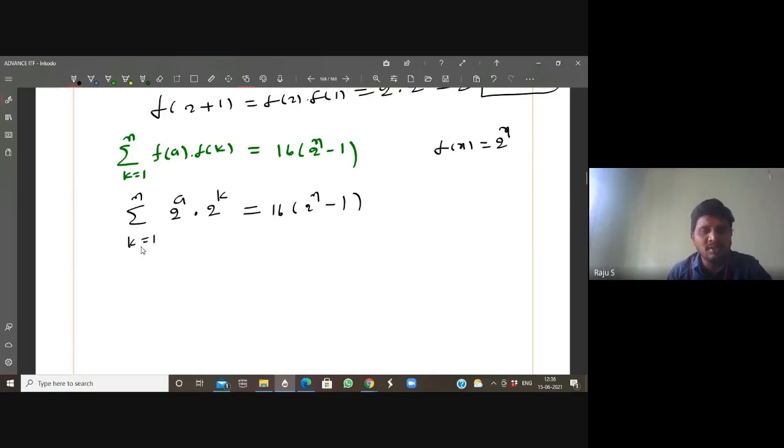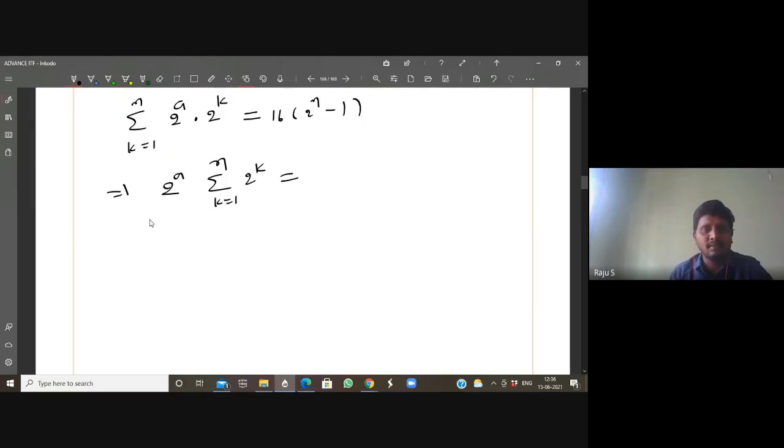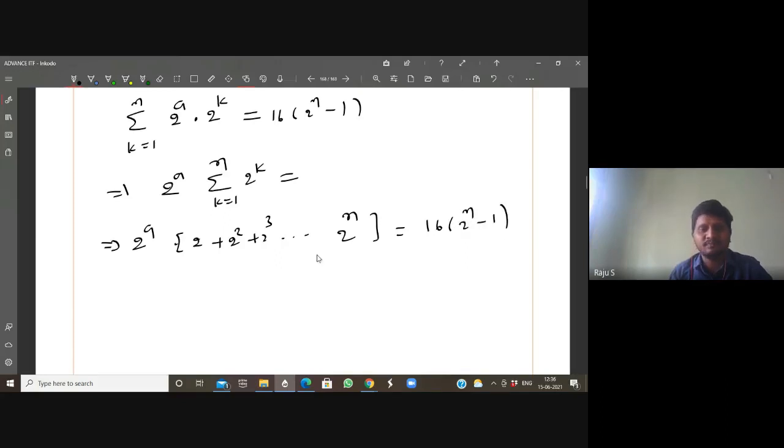So here the summation belongs to k values. Can I take 2 power a outside? It belongs to k. Now summation k is equal to 1 to n of 2 power k, and the right side is as it is. Now I want to expand this. Substitute k is equal to 1, you get 2 power 1, that is 2. k is equal to 2, 2 square. k is equal to 3, and so on, up to 2 power n finally. This is equal to 16 into 2 power n minus 1.